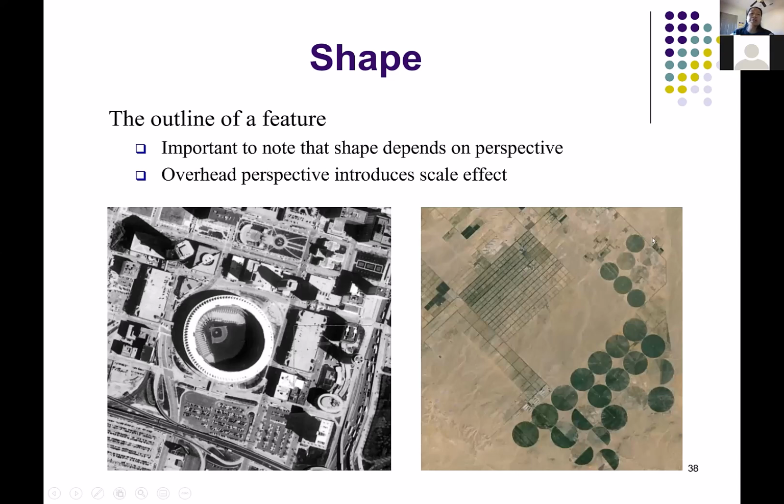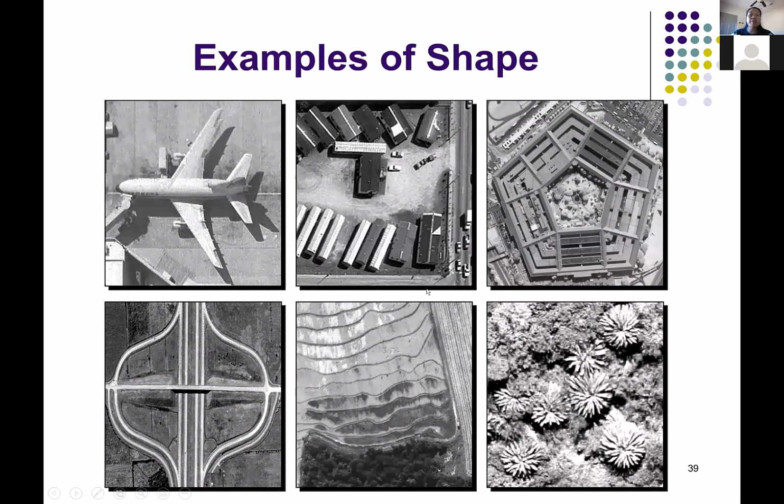It is important to understand that shape typically depends on your perspective. For example, if you view from a different angle, you may derive different kinds of features. Sometimes the shadow cast by a building can also give an indication of the shape of the object. And also, the overhead perspective introduces scale effects. So that is related to shape.